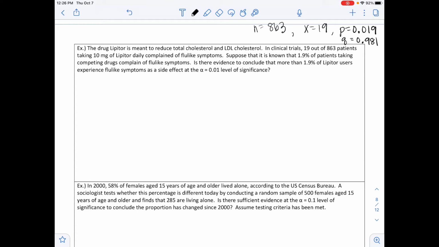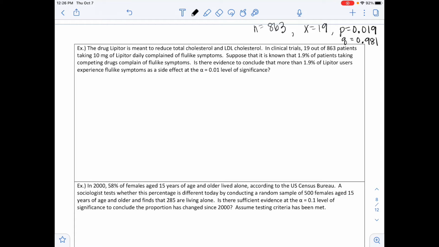So again, in order to conduct this, it has to meet those criteria that are listed on the previous page. We're just going to briefly talk about that, so definitely make notes, write it down. First thing is it has to be a simple random sample. It looks like it is. They're randomly selecting people. The binomial distribution criteria have to be met. We have a fixed number of trials and they're independent, so we have 863 independent trials. We have a fixed probability of 0.019. And there's two outcomes: they either have those flu-like symptoms or they do not. So that binomial criteria would be met.